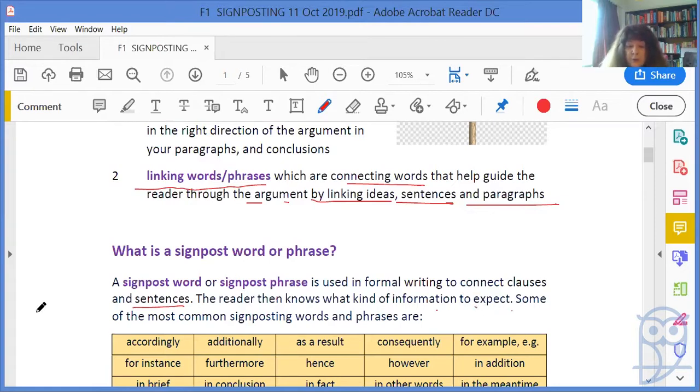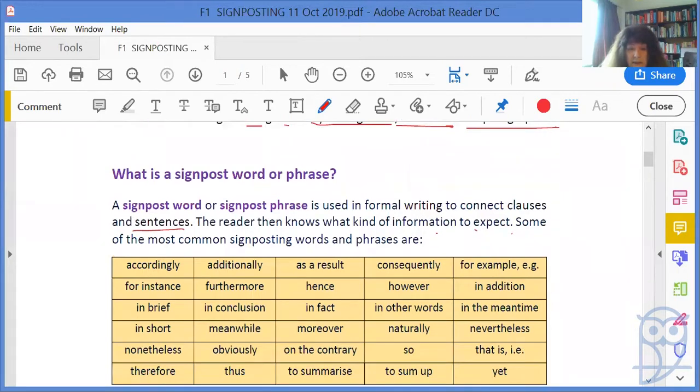Okay, some of the most common signposting words and phrases are, these are ones that are very, very common. Accordingly, for instance, in brief, in short, nonetheless, therefore. You can see them all here for yourselves. You can put them down onto your little list of common signposting words, because the more of these that you can use in your essay, the more smoothly your essay is going to read, and the better you are going to look, because it means you're in charge.